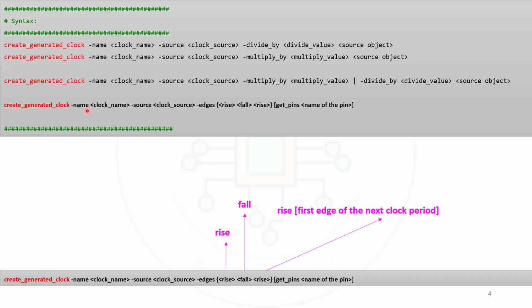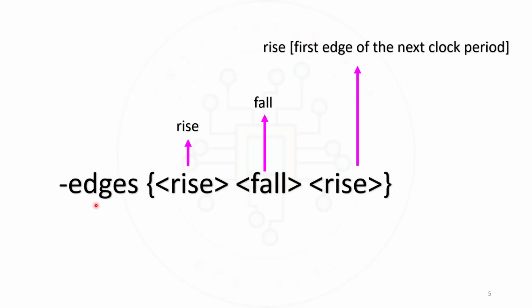Create_generated_clock -name clock name -source coming from clock source, followed by -edges, that is rise, fall, and rise, followed by get_pins. So you can see in detail here, these edges should be given like this. The first value that you are writing here will be the rising edge, the second one will be the falling edge, and the third one should be rise, that is, it should be the first edge of the next clock period. You will get clarity on this if you see some of the examples. Make sure you remember this. If it is -edges, it should be rising edge, falling edge, and rising edge. Here the last one should be the first edge of the next clock period. I will show about this in the next slides.